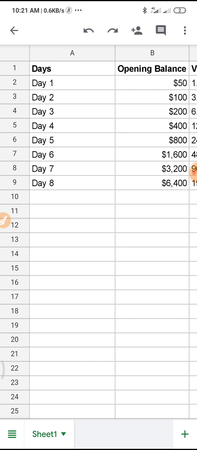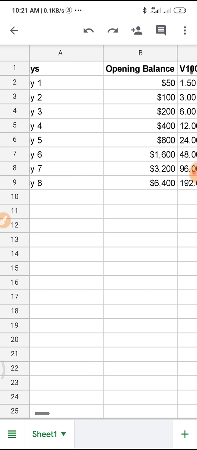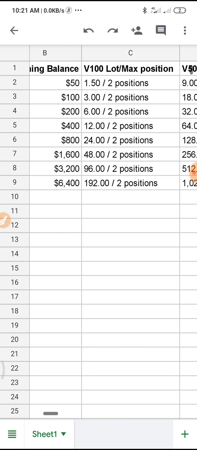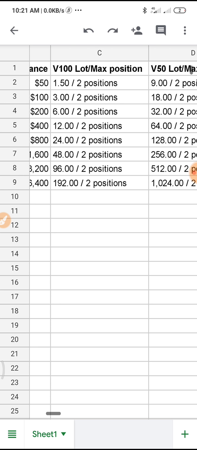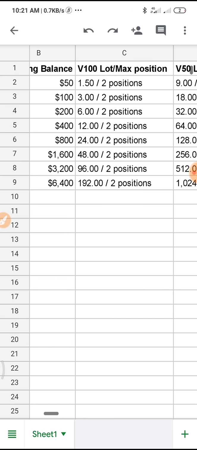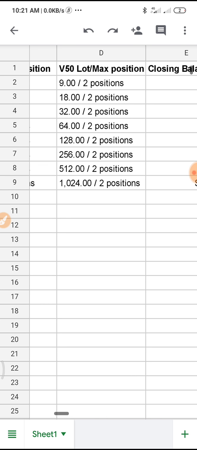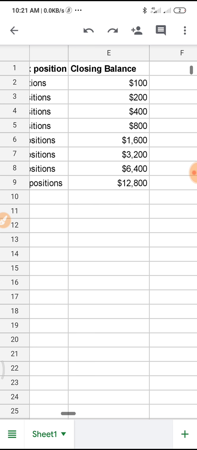You can do it yourself. It's not a must you wait for signals. With that one strategy I gave to you, you can do this yourself. So the first day, day one, you start with $50. So 1.50 lots. You can open up to 2 positions. So use 1.5 on your $50 account for V100. For V50, you use 9.0, maximum of 2 positions also. Then closing balance for that day should be $100.